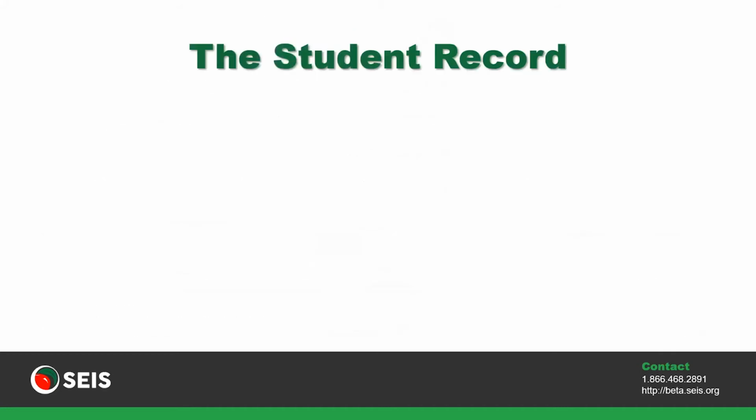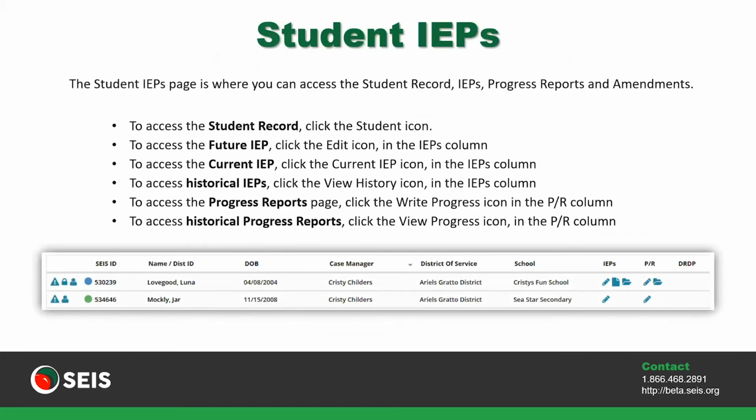All right, let's talk a little bit about the student record and how to access it, its different pages and its overall usage. On the SEIS navigation bar, you can click on students and then from there click on student IEPs. Then you're going to be directed to where you can access the student record, IEPs, progress reports, and amendments as you see here on the screen.